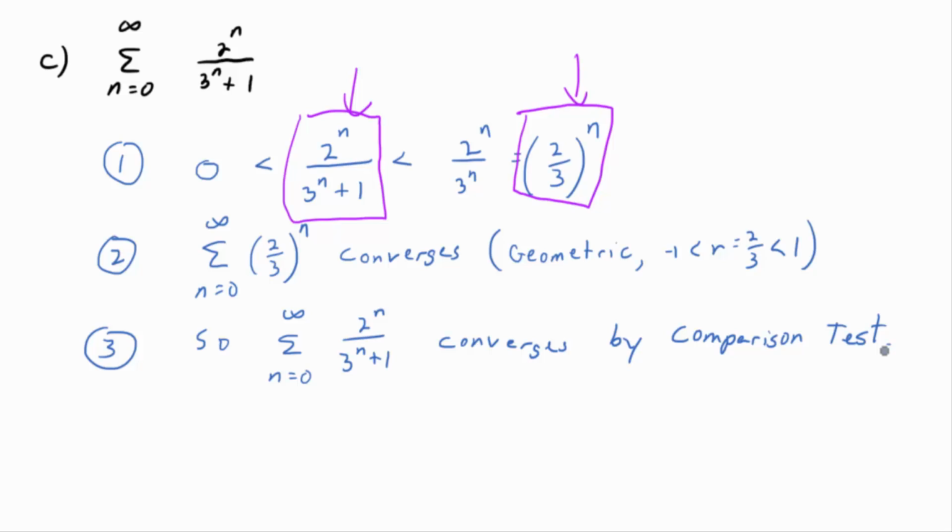Okay, so notice in these three examples, we compared the given series essentially with either a p-series in parts A and B, or in this one, a geometric series. Why? Because we know what those series do, and we can get convergence or divergence from a p-series or a geometric series immediately. So that's why we try to compare to those series.